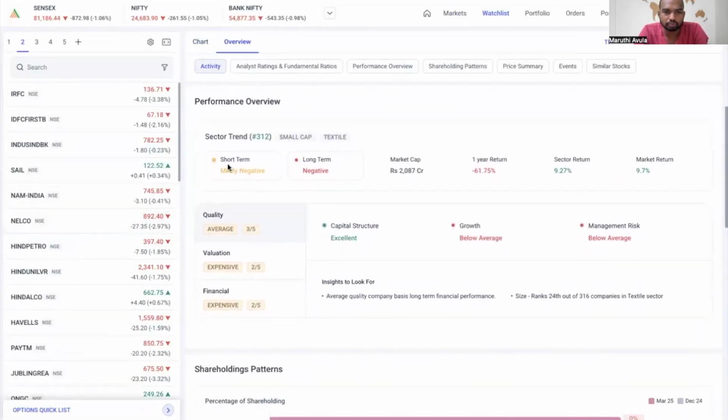So here it's showing short term mildly negative, long term negative. See, especially you need to check the market cap. 2000 crore means it's a small cap company. What have I suggested for the market cap? 20,000 crores is the market cap we are suggesting to invest. So you can consider even 15,000 to 20,000 crores.